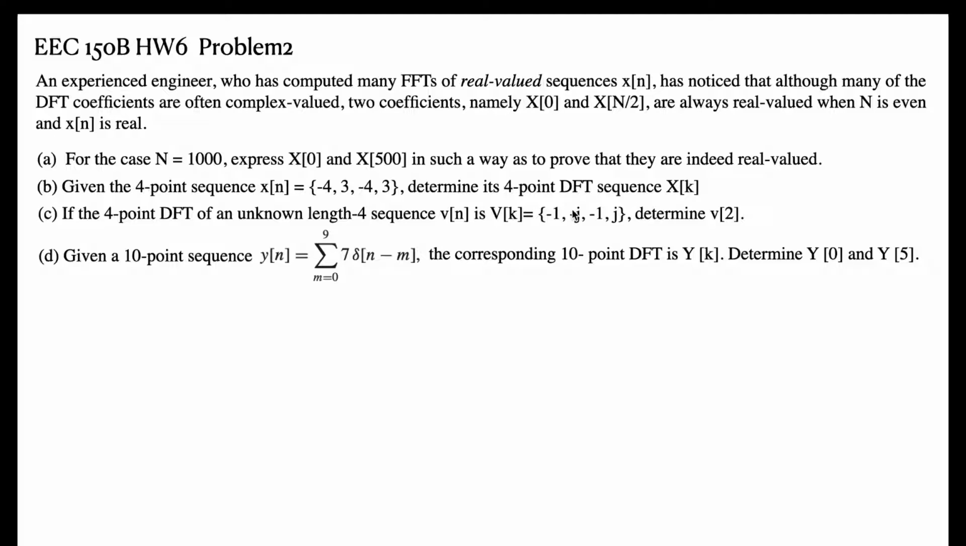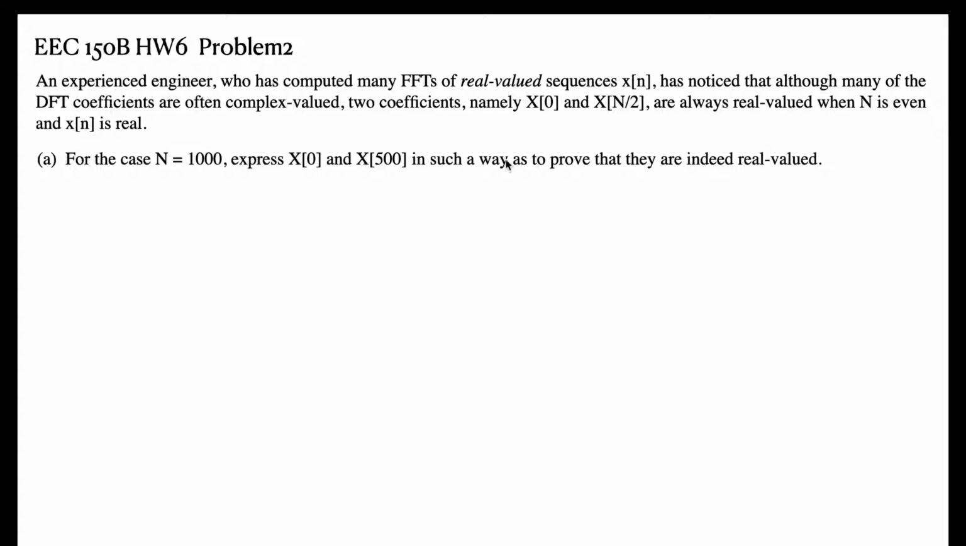the homework. And the problem is, an experienced engineer who has computed many FFTs of real-valued sequences x[n] has noticed that although many of the DFT coefficients are often complex-valued, two coefficients, namely X[0] and X[N/2], are always real-valued when N is even and x[n] is real. In part A, you want to prove X[0] and X[500] to be real-valued when N is 1000.